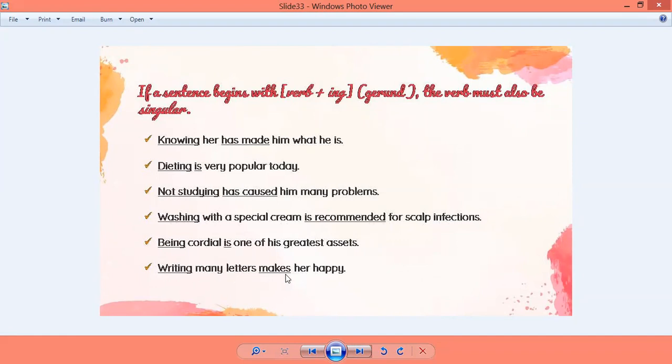Writing many letters makes her happy. Writing है, gerund आ गया तो पीछे singular आएगा. हमने पहले ही देखा था, right, that any verb which is singular is followed by s, and that is why यहाँ पे make नहीं, हमने makes लिखा है.